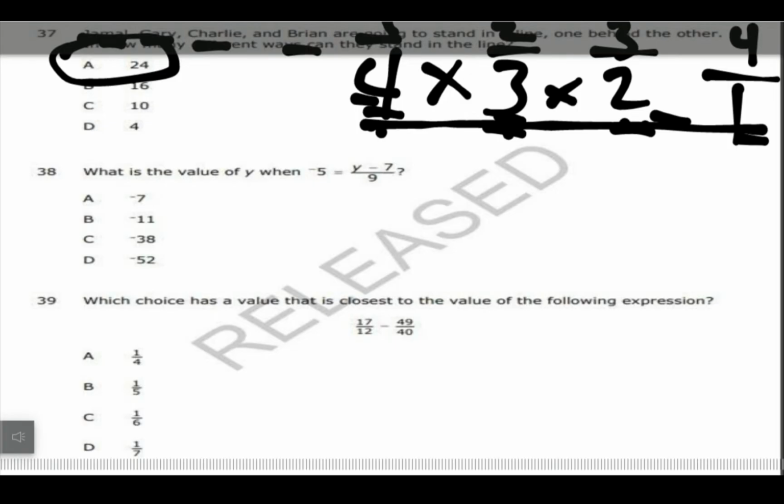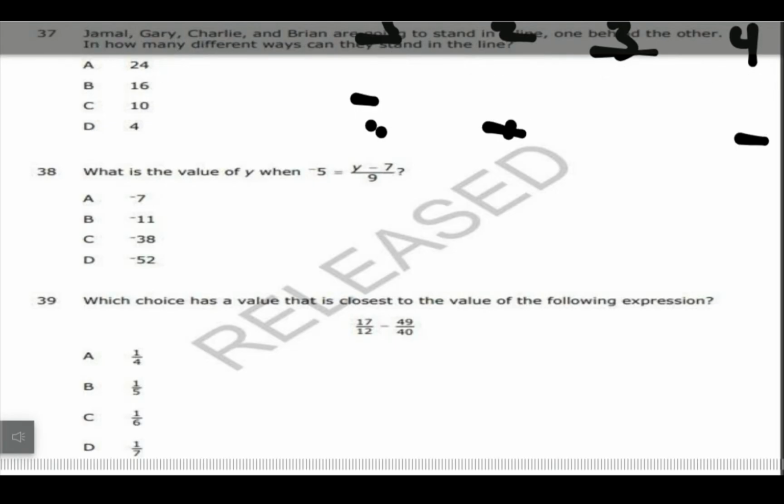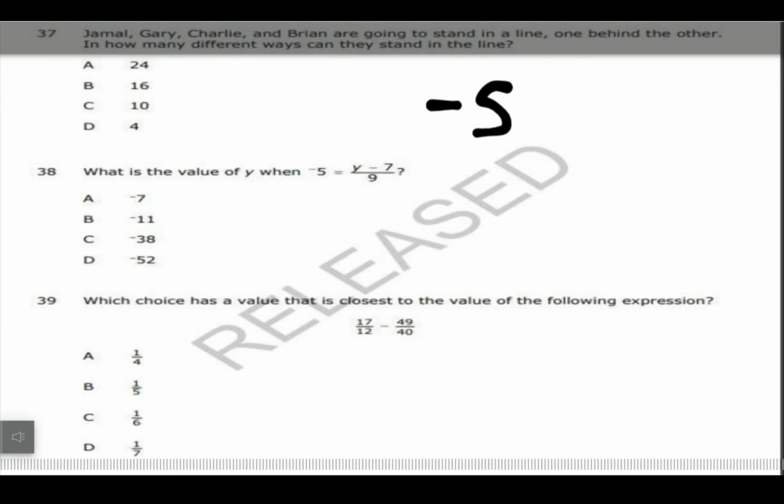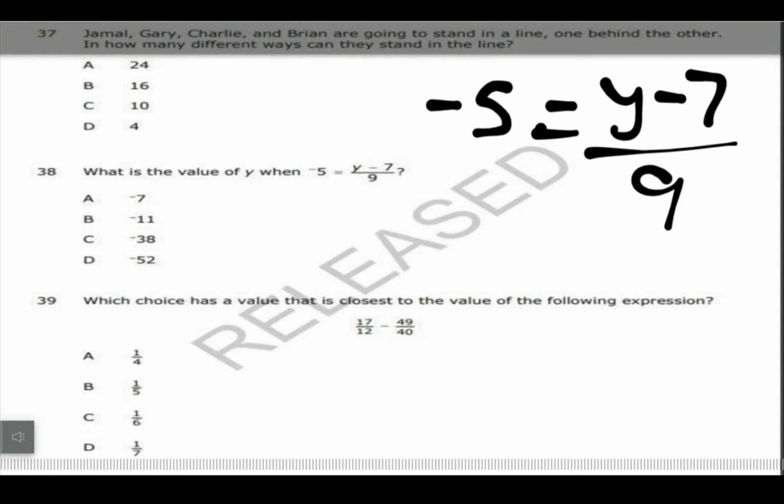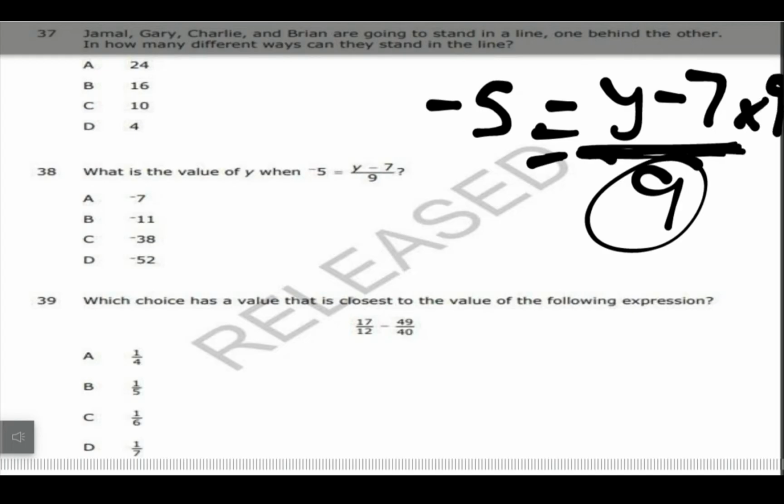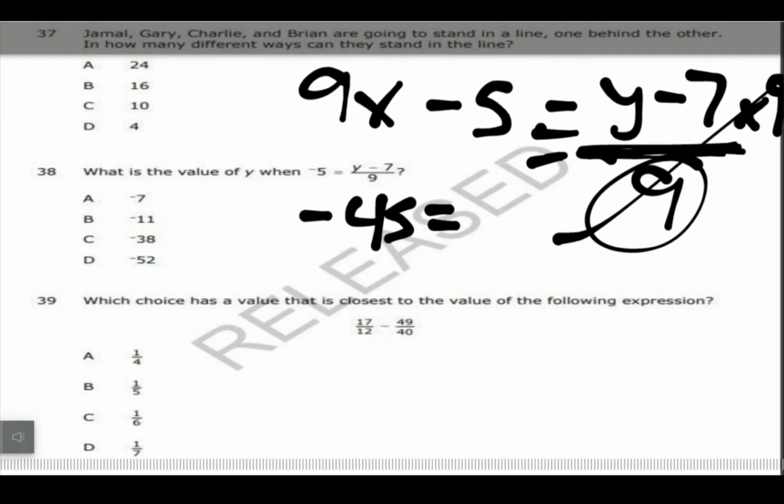For 38, it says, what is the value of y when negative 5 equals y minus 7 divided by 9? For this one, again, we want to get y by itself. We can't do anything until we get rid of the division bar, so we want to get rid of this 9. Remember, we do the opposite, so since it's division, we want to multiply, because that's the opposite of division, and that will cancel it out. So 9 times negative 5 is negative 45.